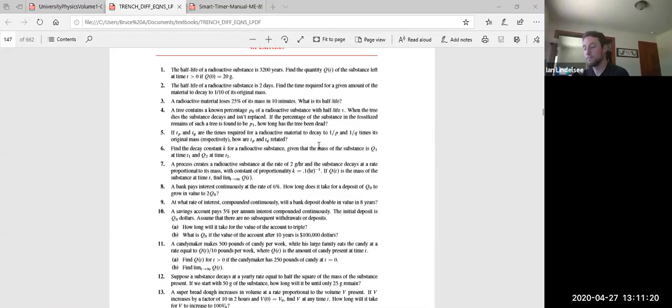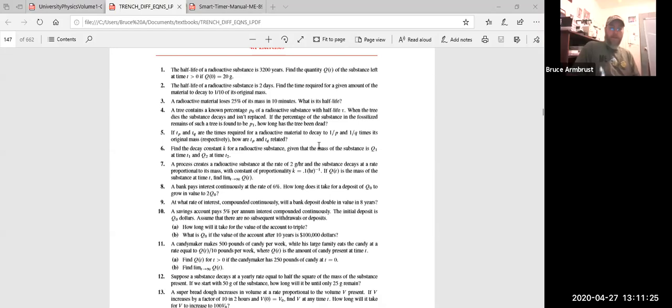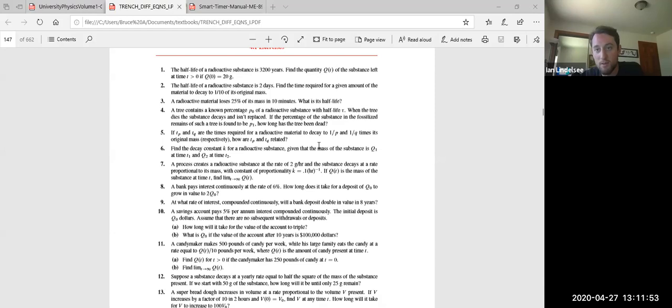All right, so this is from 4.1, and it was number 12. It says, suppose a substance decays at a yearly rate equal to half the square of the mass of the substance present. If we start with 50 grams of the substance, how long will it be until only 25 grams remain? So basically, we're looking for the half-life, but this is not your traditional decay, right? Because it says it's decaying at a rate equal to half the square of the mass. Negative q squared over 2.